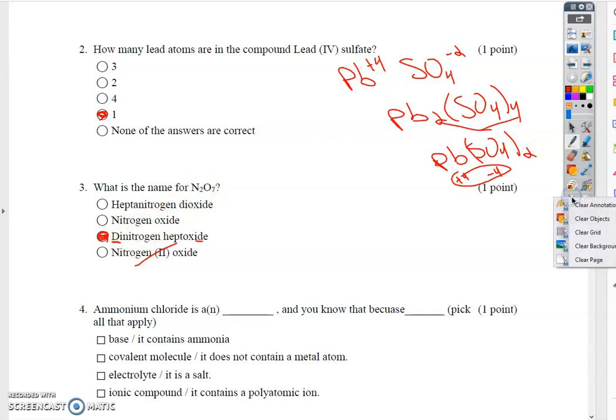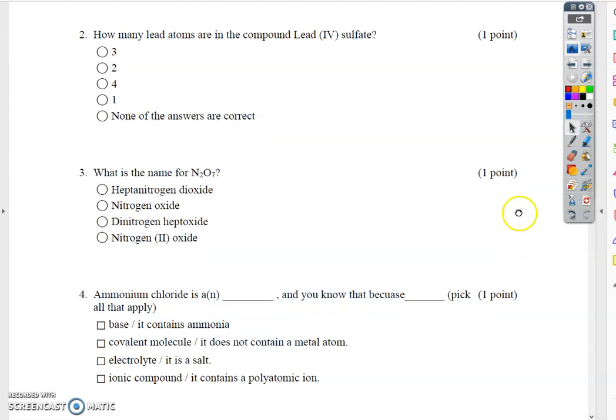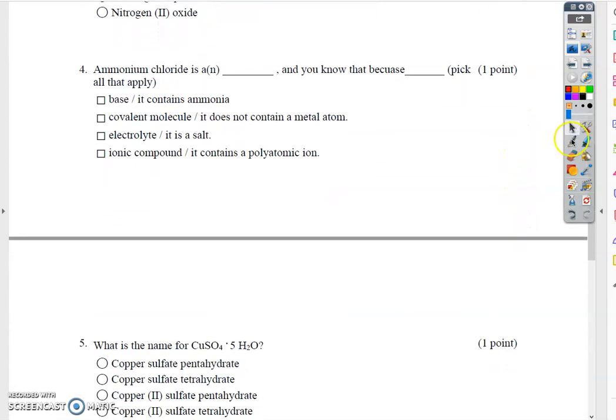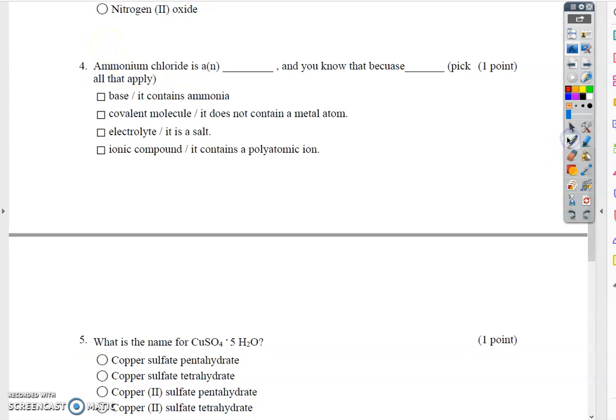The next question down, it's giving us ammonium chloride. And there is a blank, and you know that because it says pick all that apply. So now when we look at this, it will help if you actually write out what ammonium chloride is. Ammonium, people forget about a lot because it's an oddball one. It has a positive 1 oxidation number. It is a polyatomic ion. You can get that from the polyatomic ion sheet.